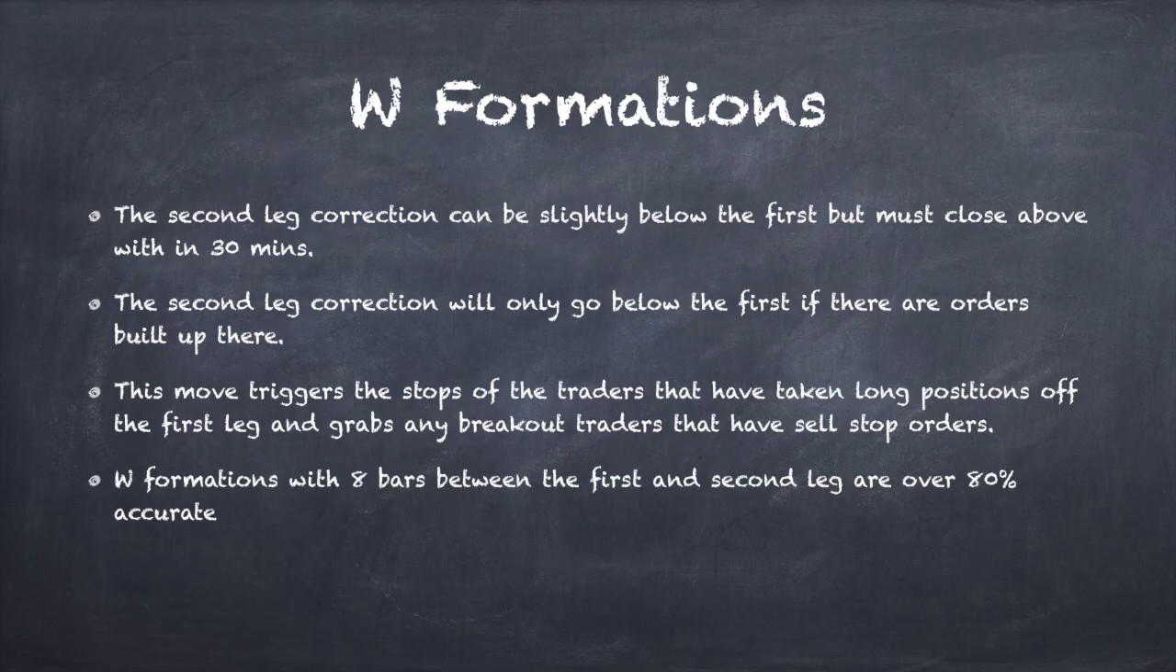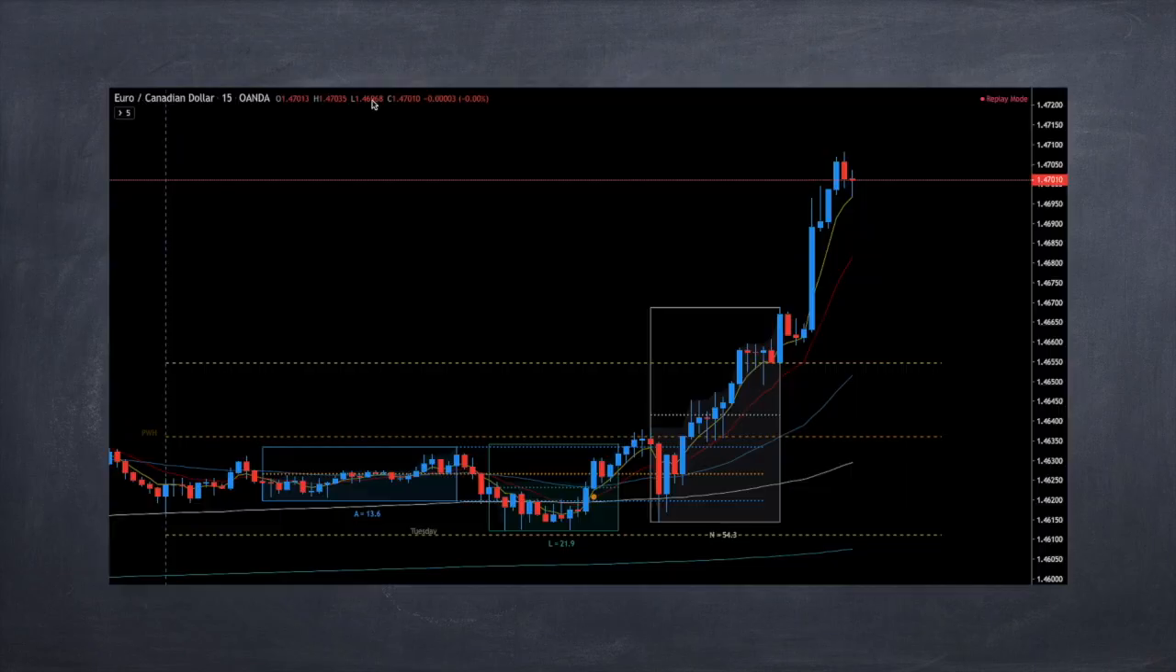W formations with 8 bars between the first and second leg, again, are the same thing, over 80% accurate. Over 80% accurate, guys. That's what you're looking for, 8 bars between first and second leg. Same thing, 15 to 25 pips from the end of this first leg to the middle here. All right, you want this to be ideally 15 to 25 pips. That's what you want it to be.